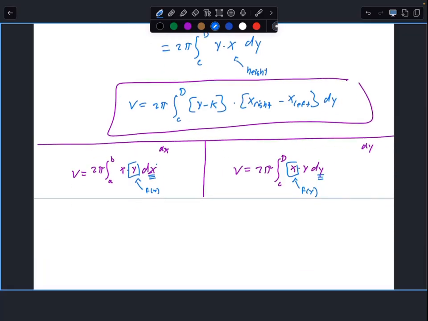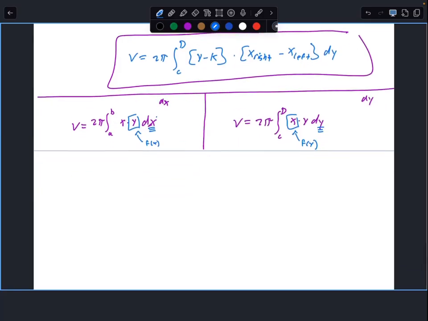And there we go. Let me see here. I think I can. We got 7 minutes. I can do arc length.